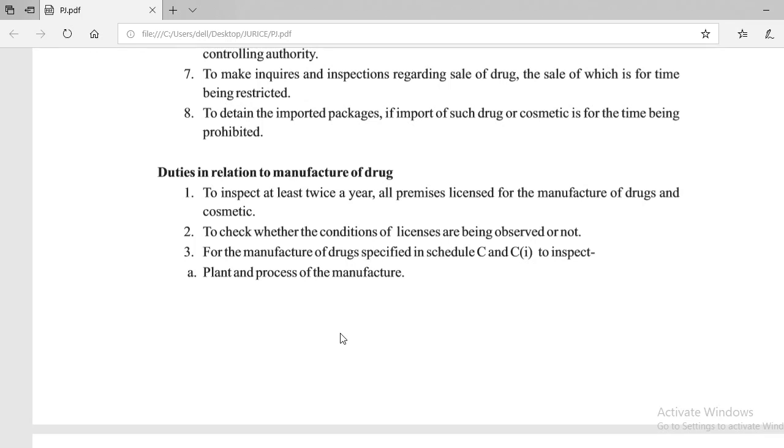Then for the manufacture of drugs specified in Schedule C and C1, he should inspect the plant and process of manufacturing. Now in the case of Schedule C, the plant is nothing but the premises. Factory premises is called the plant. There are two types of industries. One is R&D, where research and development is carried out.